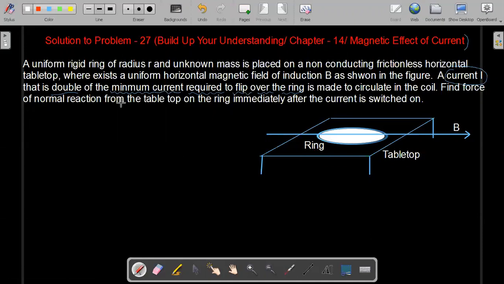First of all, I have to find the minimum current. First of all, you need to find out how much minimum current is required when the ring will flip. And before that, why will it flip? Okay, so there are certain logic for this question, so we will discuss them point wise.